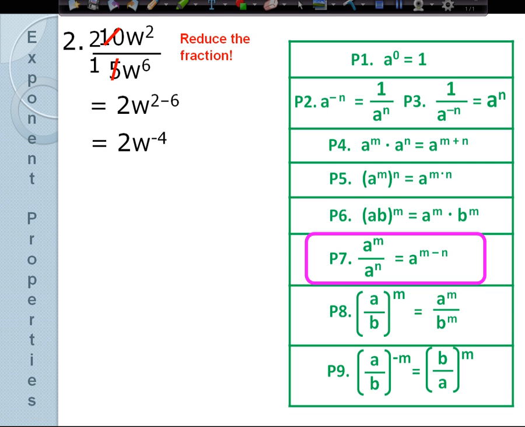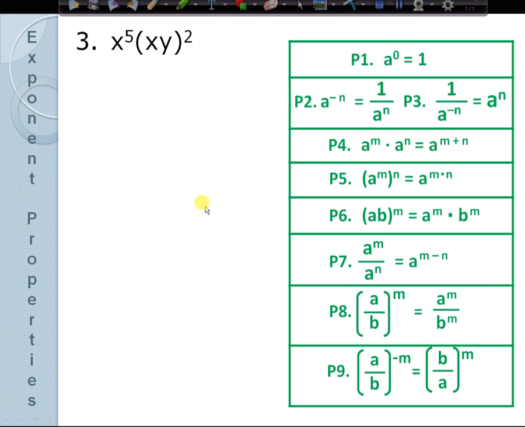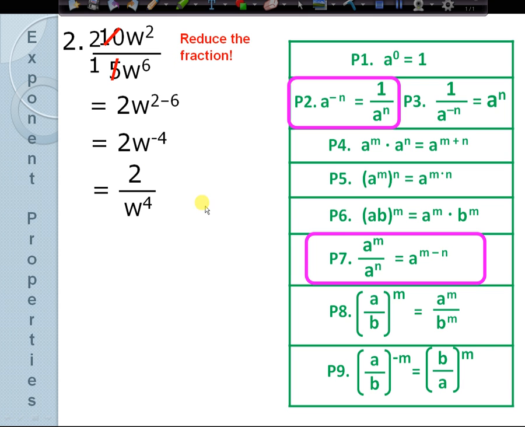Now we're not done here because we still have a negative exponent, so we have to figure out how to make that negative exponent happy and positive. So we're going to flip our w to the 4 to the bottom, to the denominator of the fraction, and it's going to be 2 over w to the 4. Be careful not to flip the 2 because it doesn't have a negative exponent. Make sure you have that down.